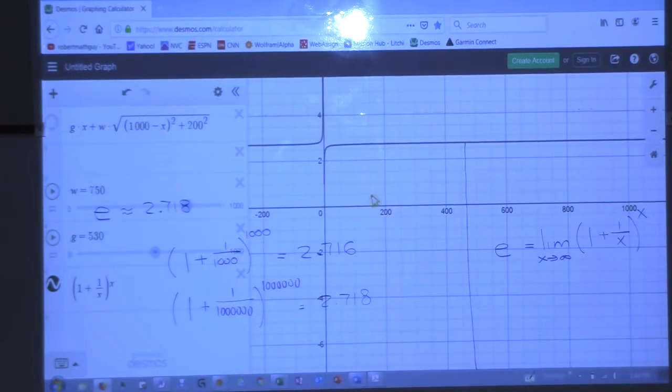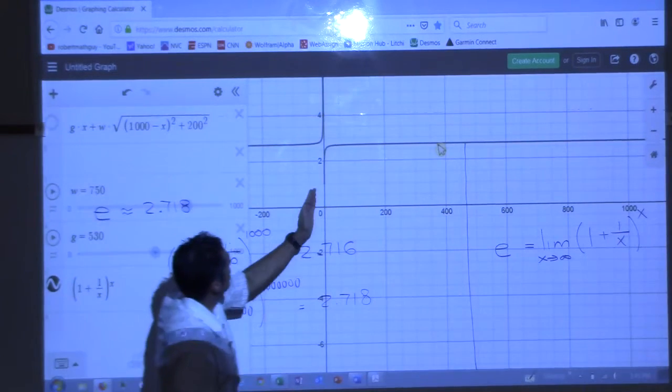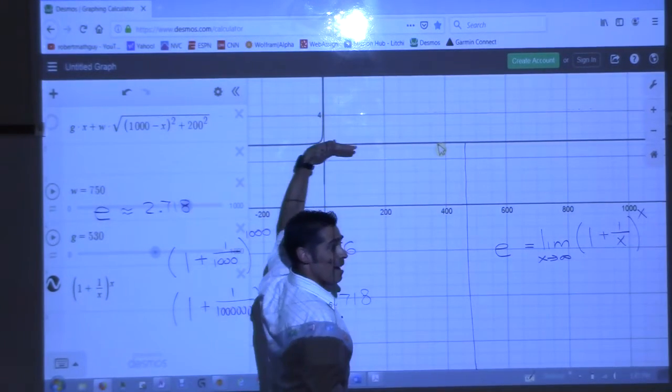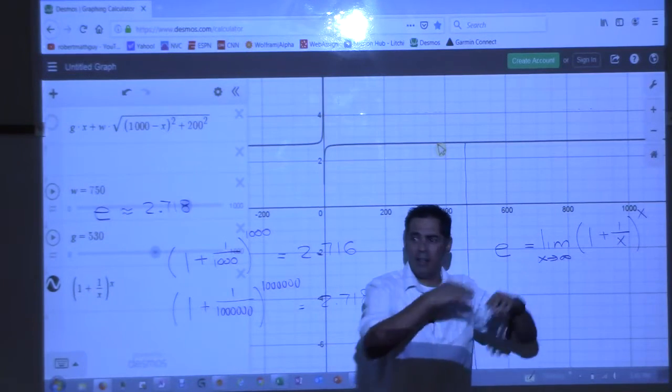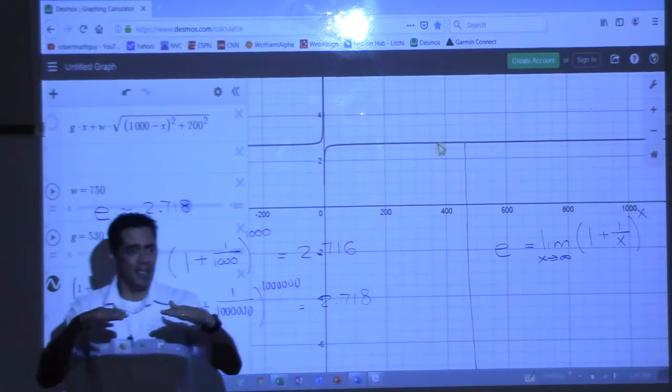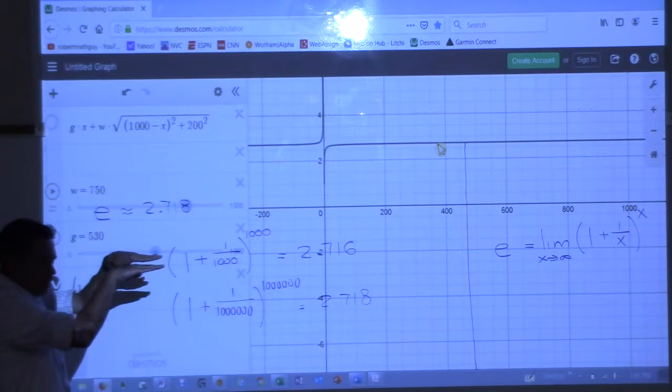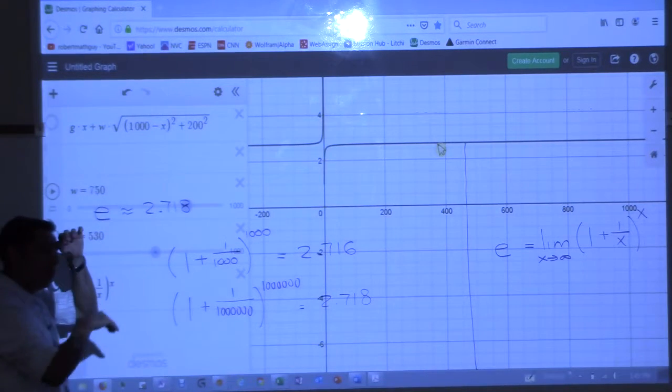So here's the function. It starts out over here, climbs up, and then asymptotically approaches a horizontal asymptote right here that our function is getting closer and closer to, like this dotted line. That dotted line that it's getting closer to is e. So the further you go out, the closer it gets to that. Okay?